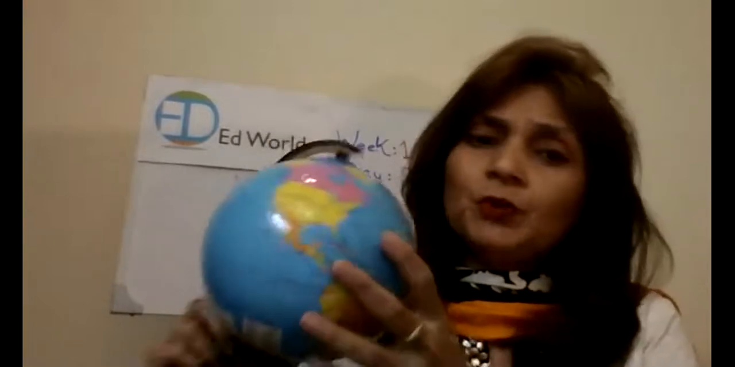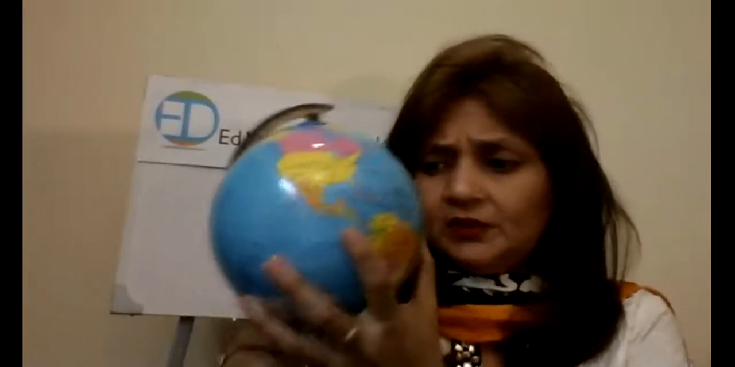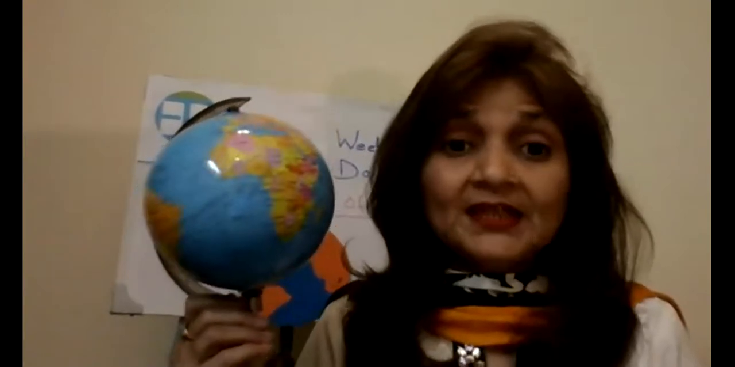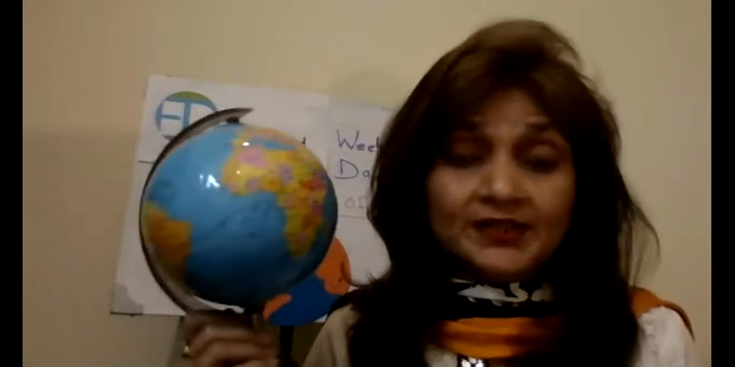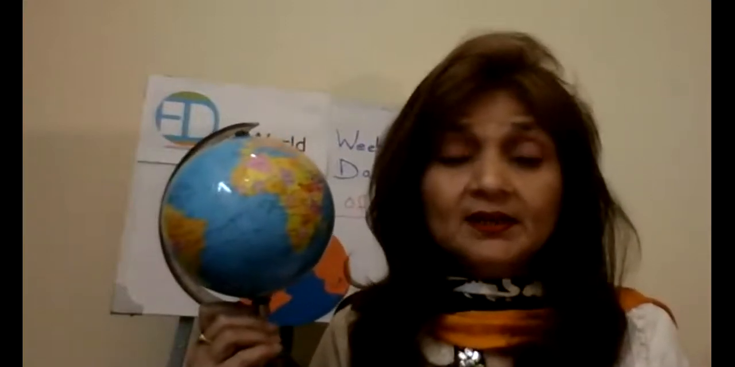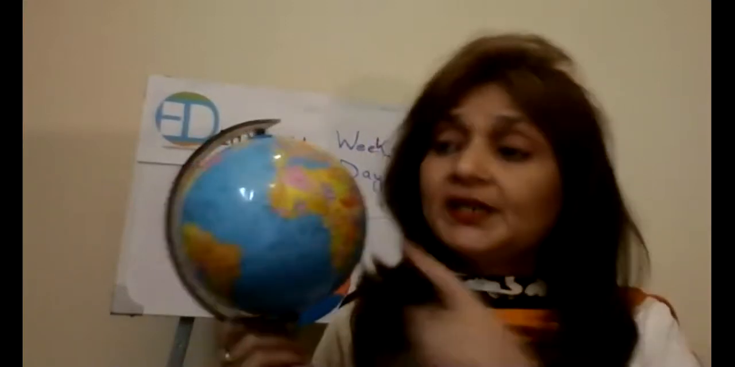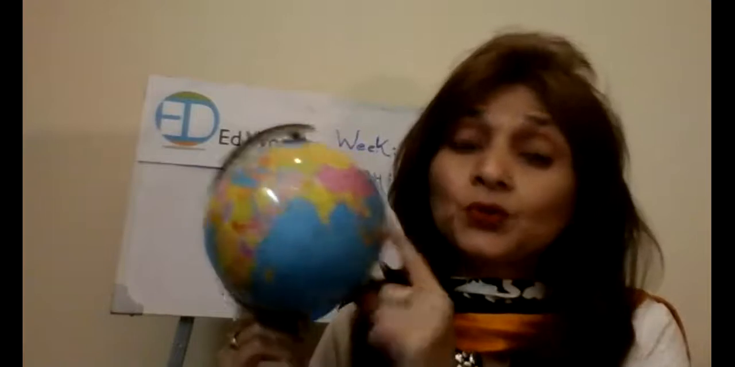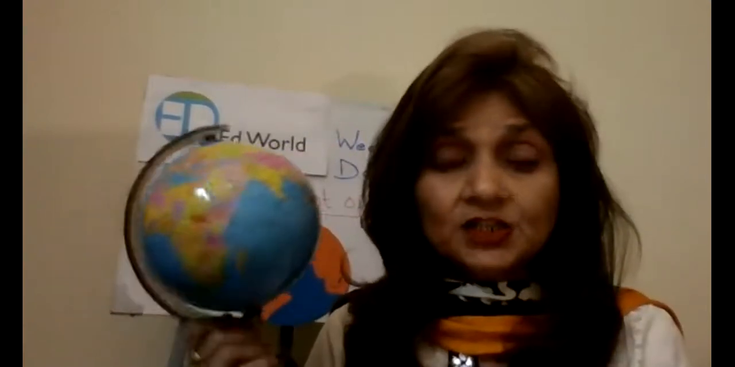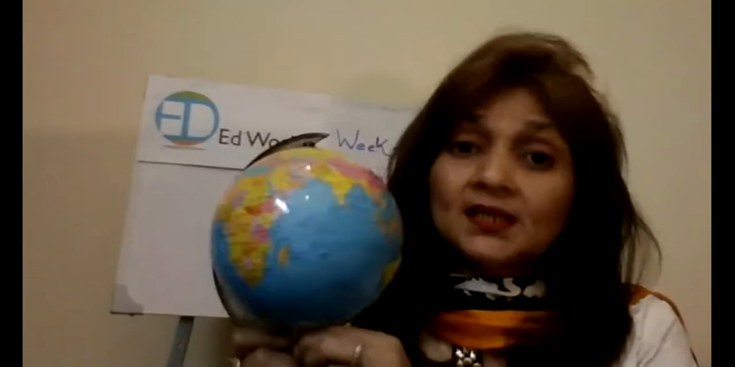So here, what else do you have on this globe? What does it show? It shows all the different countries. It shows the continents. Remember how many continents there are? Yes, there are 7 continents. So this shows all the different continents. It shows all the countries. It shows all the oceans that we discussed in our previous class. So this is what a globe is.